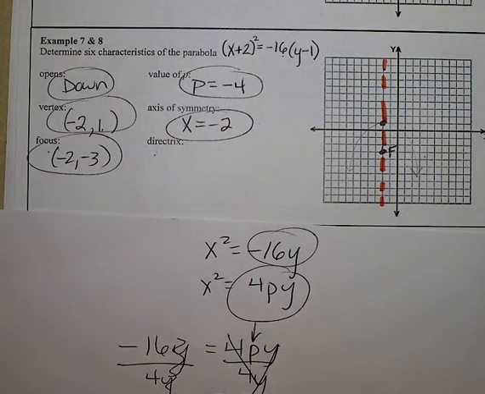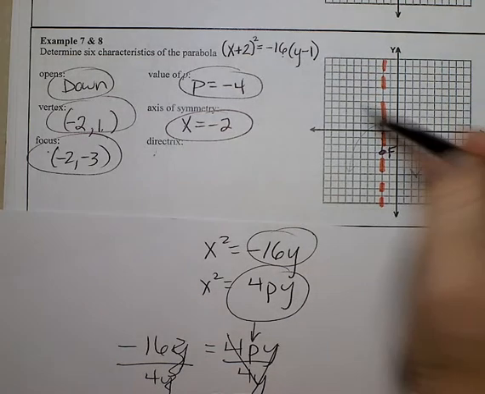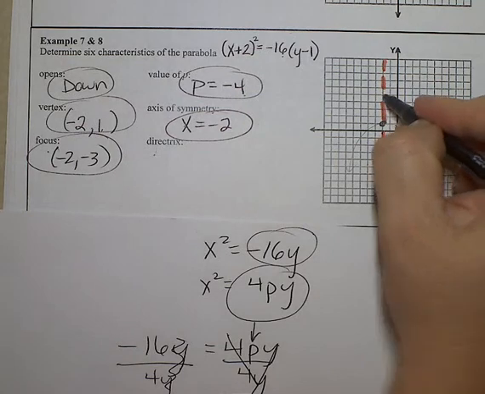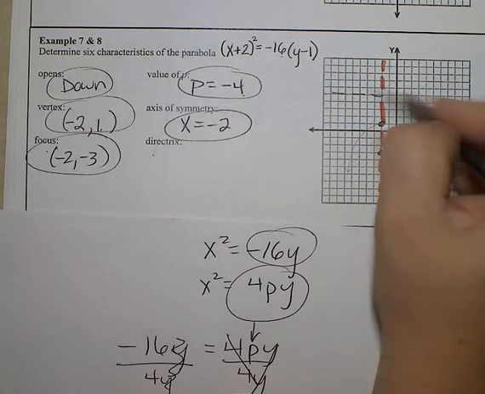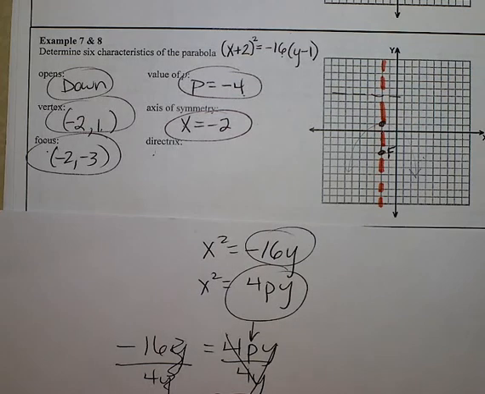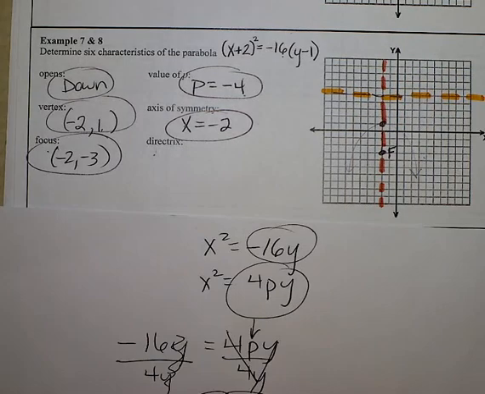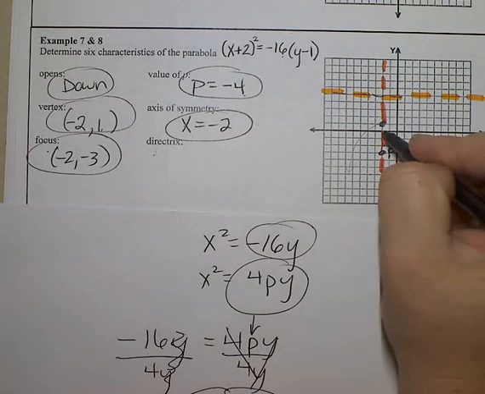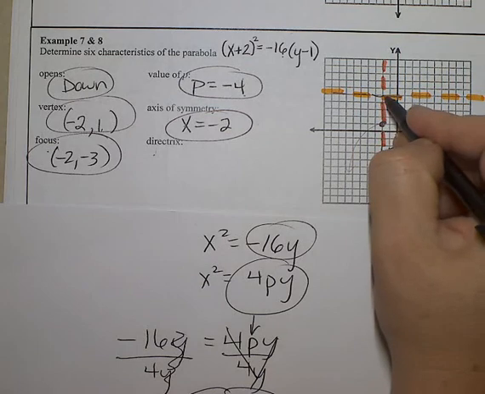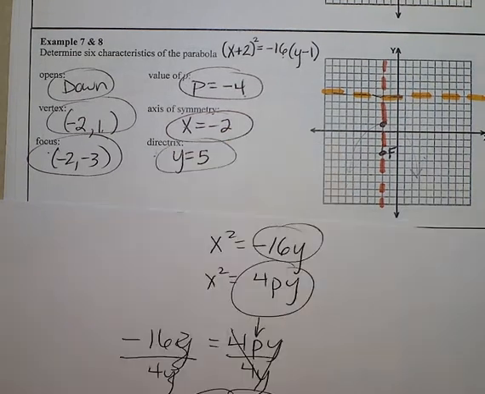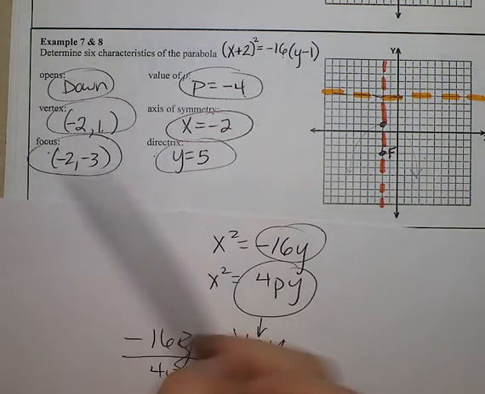In the opposite direction of the vertex, I'm going to go 4 up. 1, 2, 3, 4. And now this will be a horizontal line. Let me grab another color so it stands out. In this horizontal line, the directrix is cutting through the y-axis at a value of 5. 1, 2, 3, 4, 5. Cuts through the y-axis at 5. Y equals 5. So I've identified the 6 characteristics.